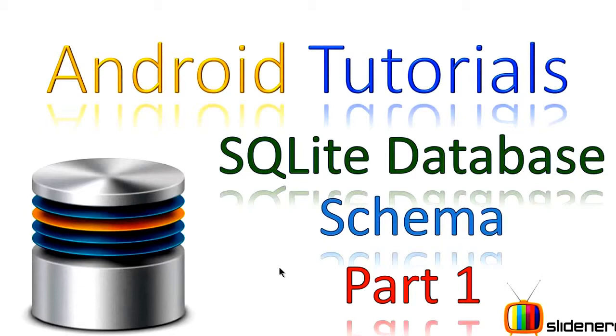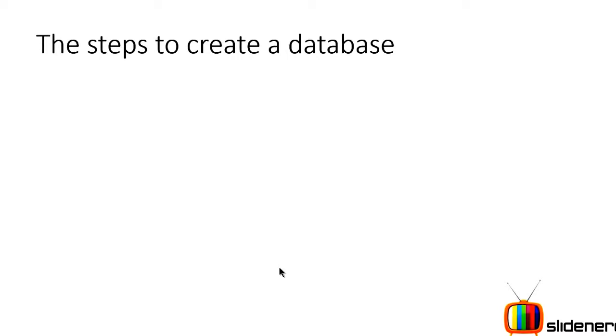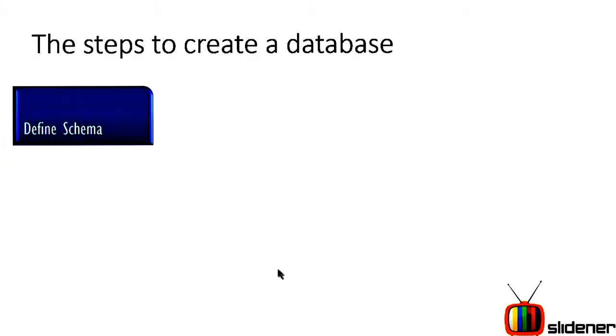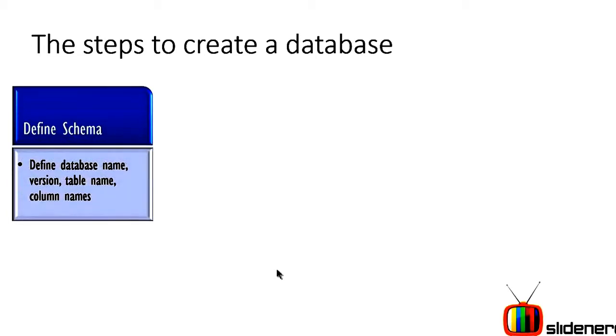So first, let's talk about how we create a schema programmatically. Now there is no option to create databases using UI tools unless you use some third-party tool, and hence it is important that you know how to create a database programmatically. Step 1. Define the schema. This includes specifying the database name, the version, the table name, and the column names that you have. Now of course there can be more than one table, and of course there are several columns out there.